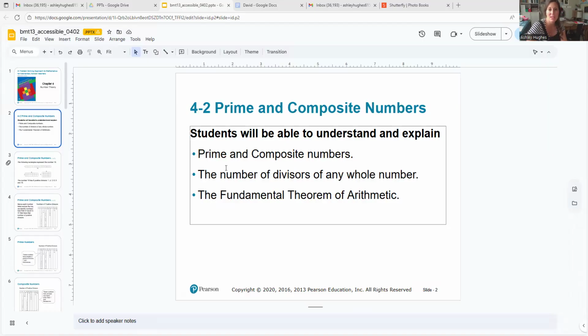All right. So a prime number is a number that only has itself and one as a factor, and the composite have more than that. So we're going to talk about prime and composite numbers.